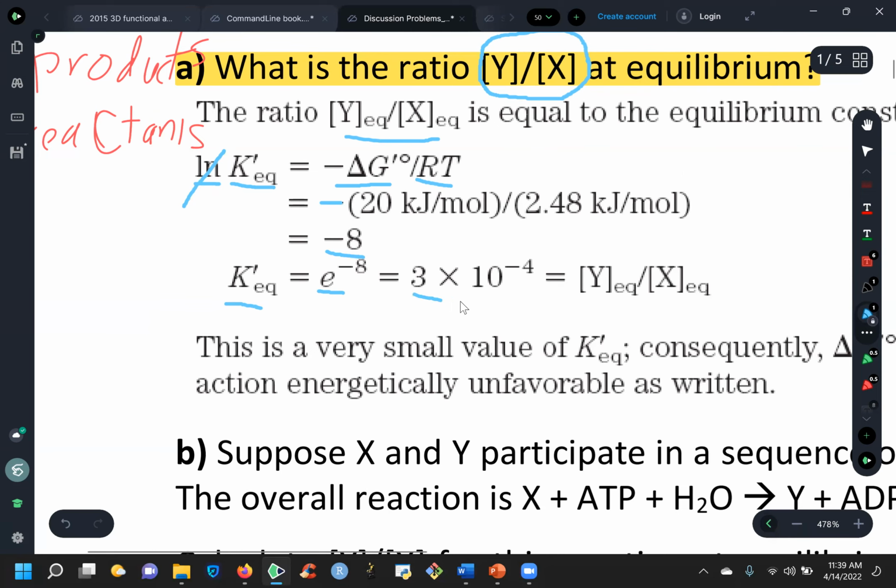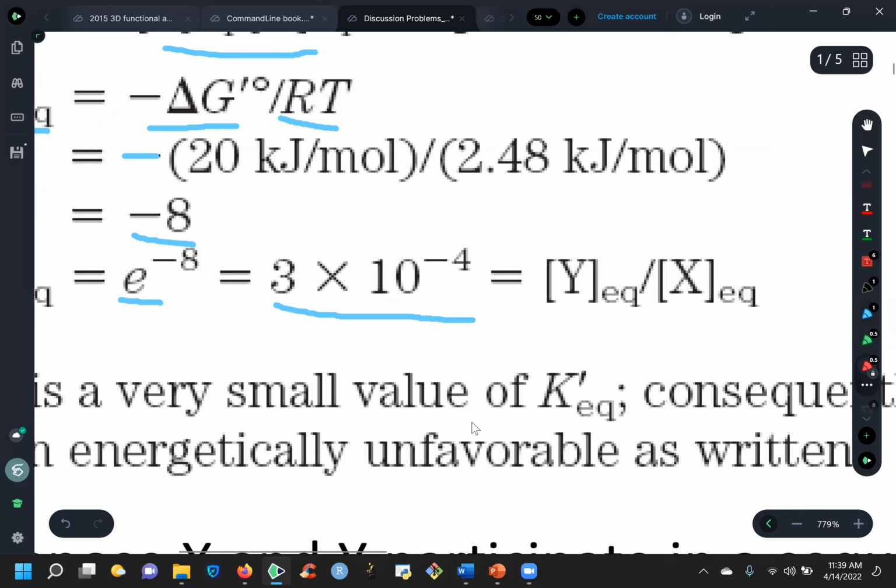And this is the ratio of Y to X. So we know that the ratio of Y to X is products to reactants. So what number is 3 times 10 to the -4? Well, you just go back 4. So this number is actually 0.0003. So the number of product is really, really small. So this is a very small K equilibrium.